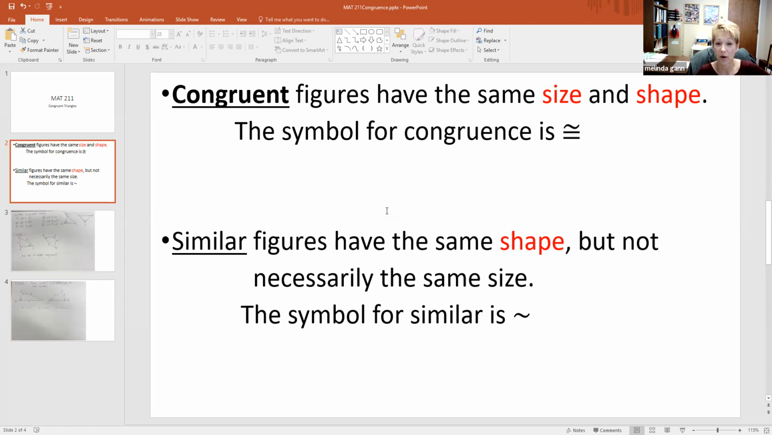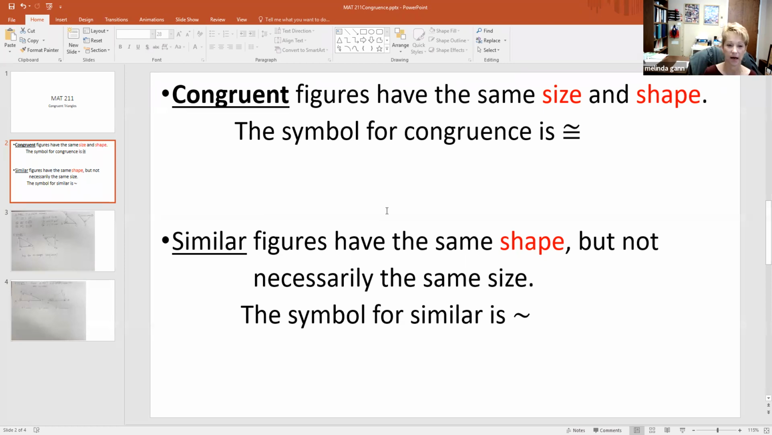So we're going to talk about congruent figures today and for the next several days. And then after a couple of weeks, we'll talk about similar, but I do want to make sure you understand the difference. Congruent figures have the same size and shape. Similar figures only have to have the same shape, okay?